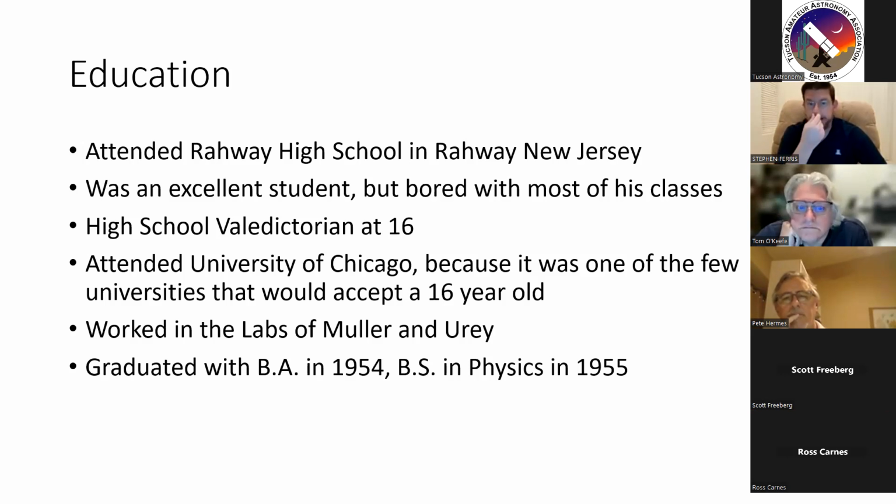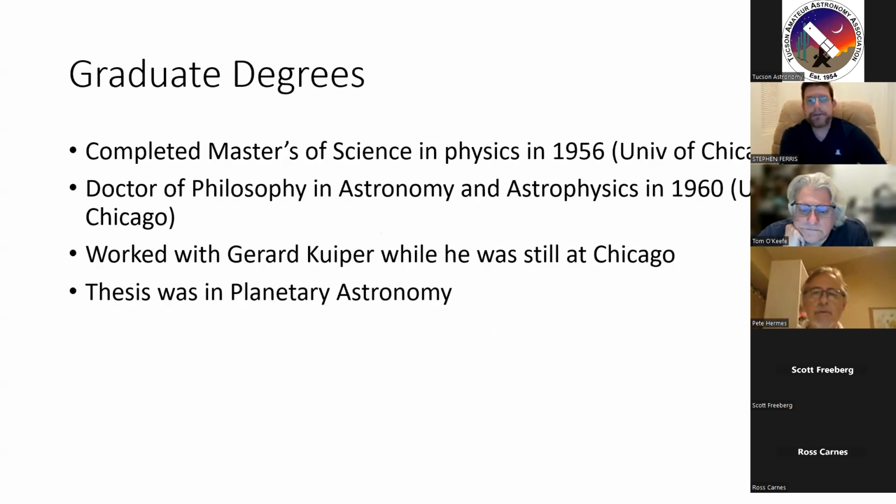He worked in the labs of Muller and Urey. I'll come back to Dr. Urey in a couple minutes because he did have a very big impact later on in his career after he had been established as a professor. He graduated with a BA in 1954, which he said was a piece of cake, and then a BS in physics in 1955 from the University of Chicago, which is very well known for its physics and astronomy departments even then. He completed a master's of science also at the University of Chicago in physics in 1956 and his PhD in astronomy and astrophysics in 1960.